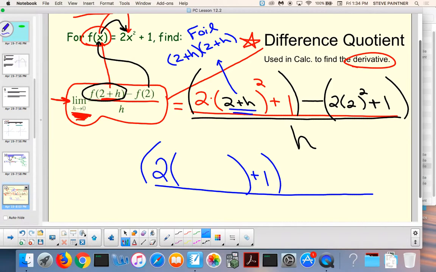Okay, so John's already kind of started this. He said first times first is what? 4. Okay, and then this is going to be what, guys? 2h plus 2h. That's what? 4h plus h times h is h squared. Okay, so this is what I got when I FOIL. Can somebody help me out here? Minus, what's this number in here? 9. Okay. Everybody good? Over what? h.